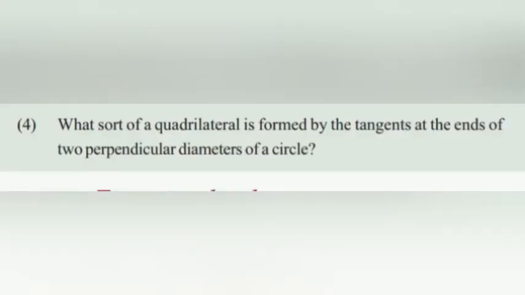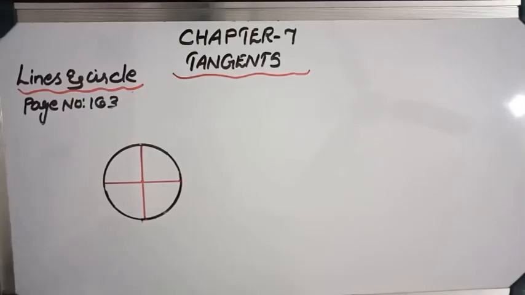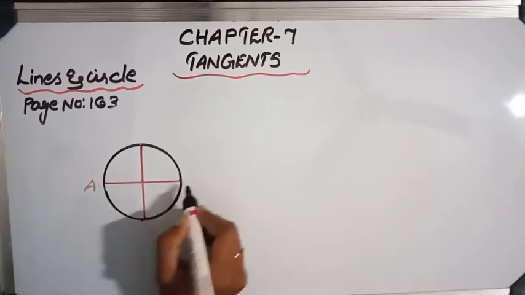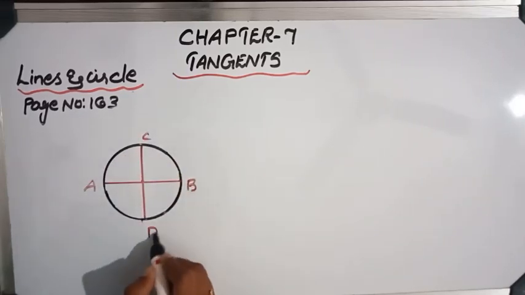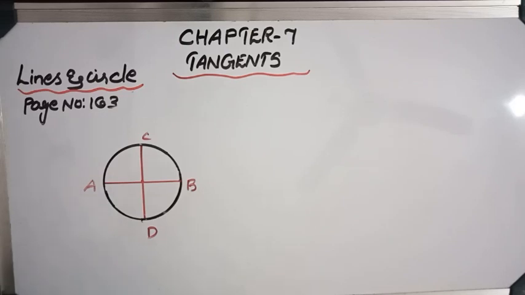Next question. What sort of a quadrilateral is formed by the tangents at the ends of two perpendicular diameters of a circle? Here in this question, we have to find which type of quadrilateral is obtained by drawing tangents from the end points of mutually perpendicular diameters. So here these two are mutually perpendicular diameters. AB is the first one, then CD is the second one. Now we have to draw tangents from all these 4 points. Then we have to check which type of quadrilateral that is.